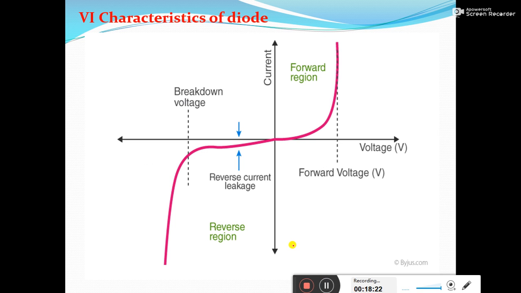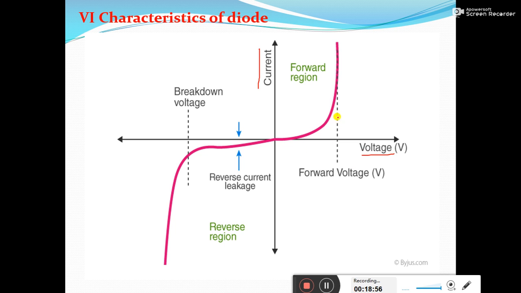Now in your examination, this question will be asked for 10 marks: VI characteristics of the diode. How exactly the diode behaves in forward biasing and reverse biasing. Its nature can be studied by its characteristics. So here a curve will be plotted for different values of current as well as the applied voltage. In case of forward biasing, the current is positive in nature and the voltage is also positive in nature.